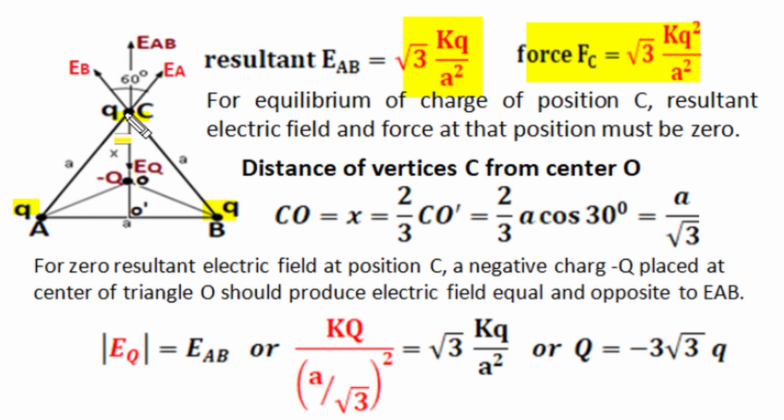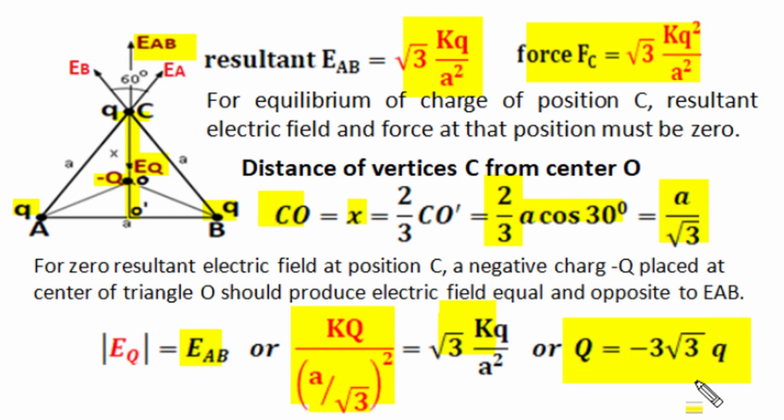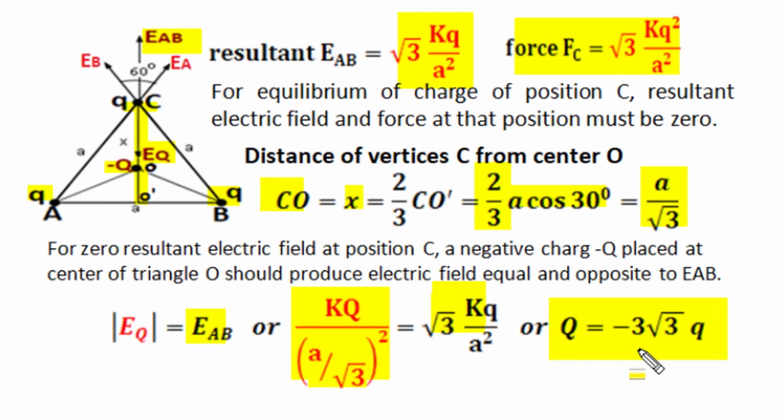And for equilibrium of this charge, we need another electric field by this negative Q charge, equal and opposite to this EAB electric field, and that electric field is EQ. For EQ calculation, we need the distance of vertex C from the center, CO. CO distance is 2/3 of CO dash, and CO dash is A cos 30, and the calculation will result as A by root 3. So this Q charge at A by root 3 distance produces an electric field magnitude which is equal and opposite to the EAB electric field, and EAB electric field is root 3 KQ upon A square, and the equality relation will fetch us a result of capital Q magnitude as Q by root 3, and it should have a negative polarity.